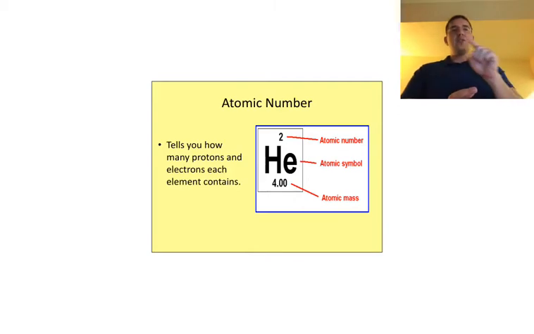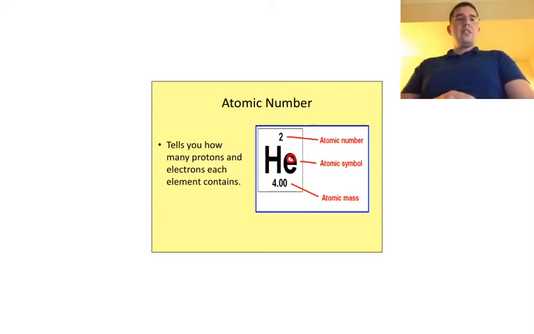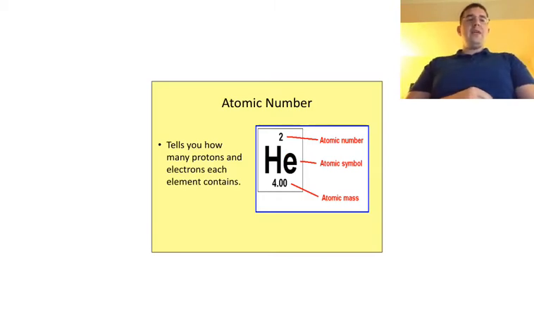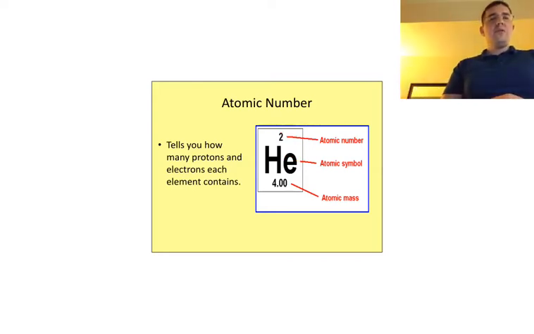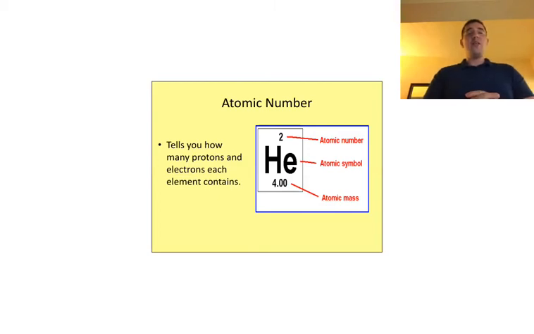So if we look at each box within the periodic table, we're going to see that first of all, there is a symbol that represents each element. This symbol represents helium, okay? On top of the atomic symbol, you're going to see an atomic number, okay? That number, like the definition says, tells you how many protons and electrons each element contains.